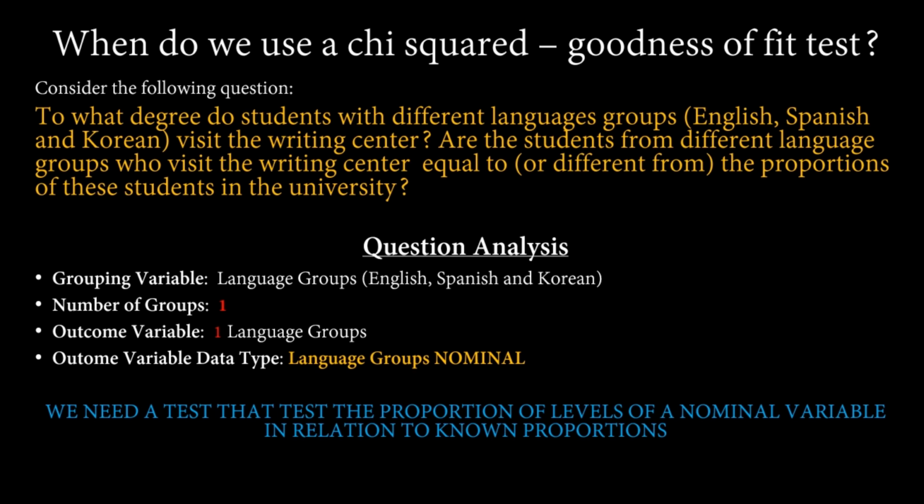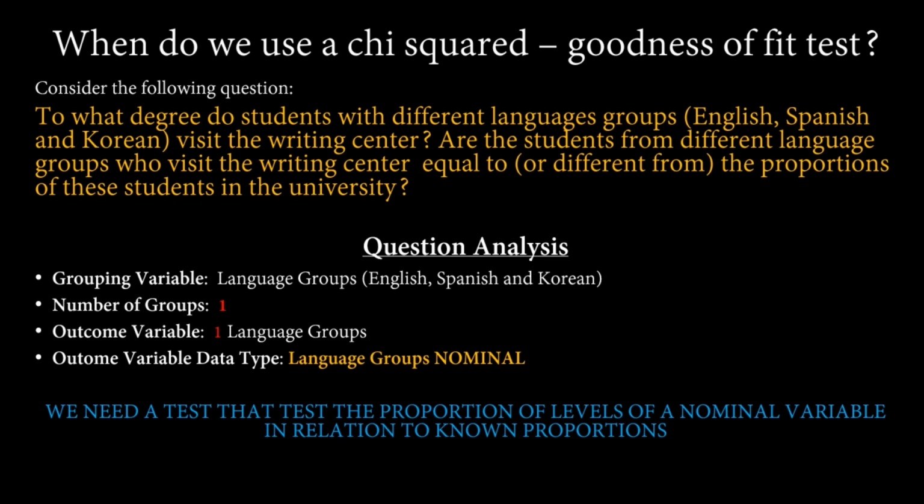Let's do some question analysis. First of all, for the grouping variable, we have language groups. We have 3 language groups in this case, English, Spanish, and Korean. Number of groups is 1. The outcome variable is 1 language group. And what type of data is this? Well, this is nominal data with 3 different levels, English, Spanish, and Korean.